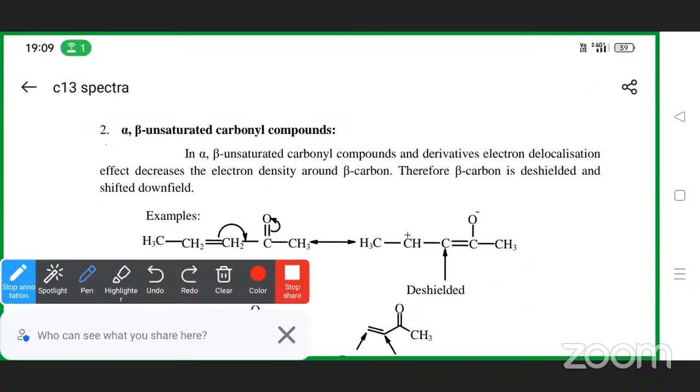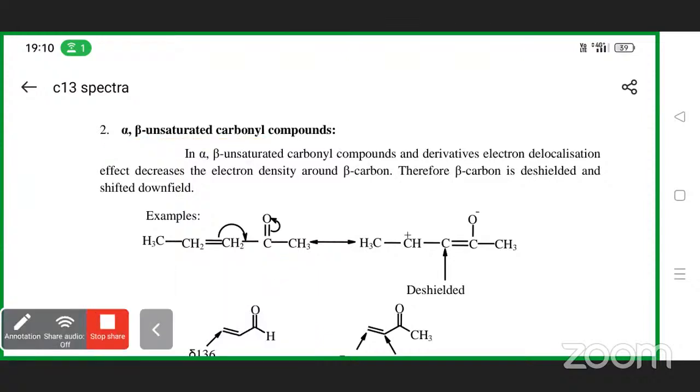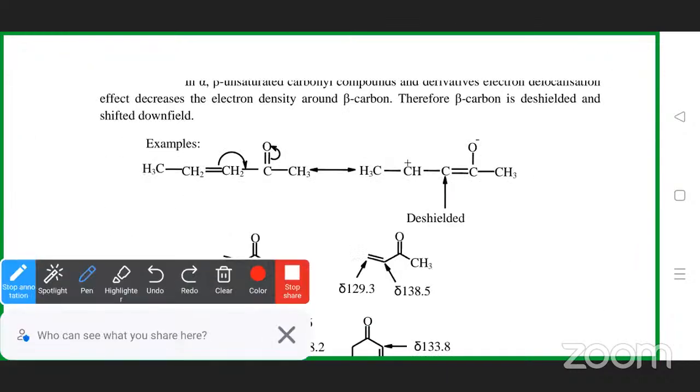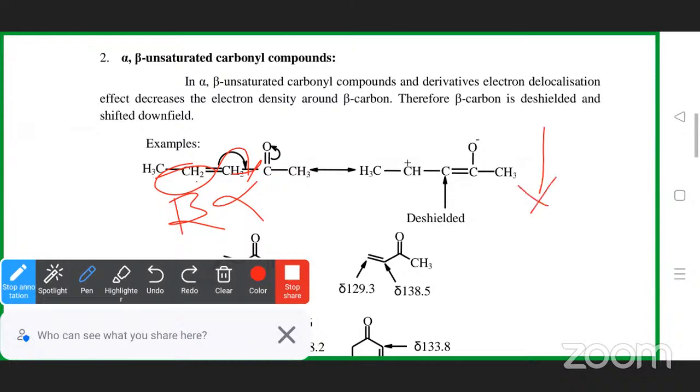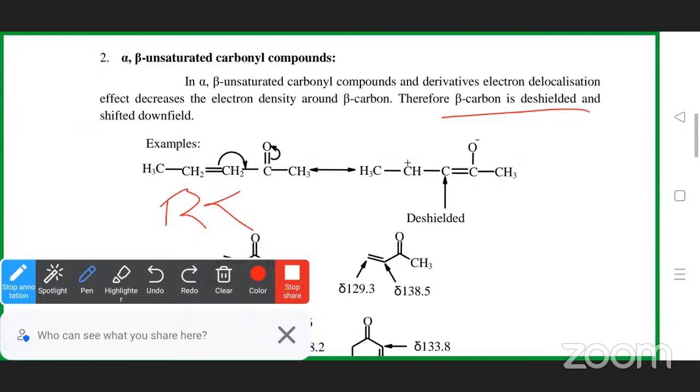So in the alpha beta unsaturated carbon compounds, generally here you can see this is alpha, this is beta. The carbon is delocalized, falls in the shield region. The carbon that won't be involved in the delocalization, like this alpha, this is beta, falls in this de-shielded region, the downfield here.